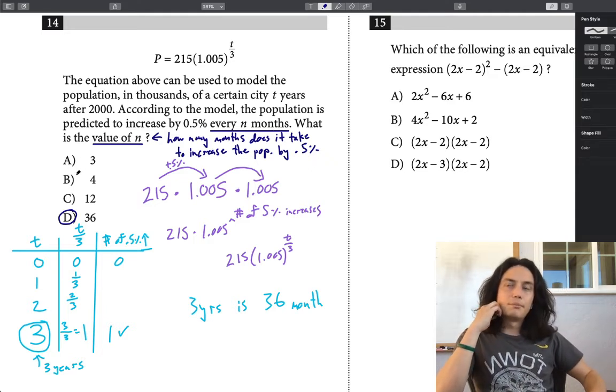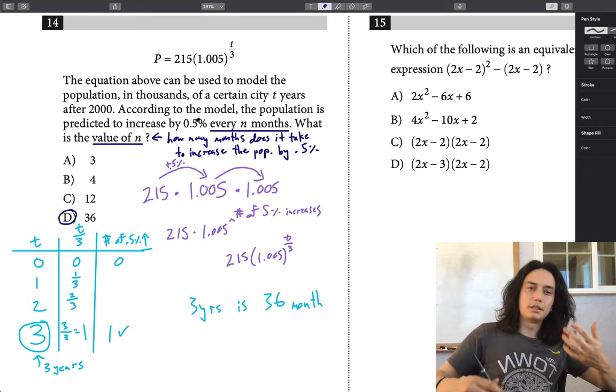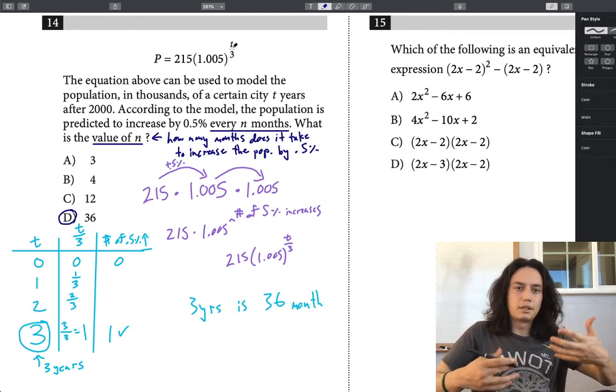And then I think the other hardest part about it is just not panicking when you see this happening, and actually just playing around with it and asking yourself, how does this affect the actual equation? What are the bones of what's happening here? Where is this 0.5% increase? And then what does t mean? As t goes up, how often is this 0.5% increase happening?